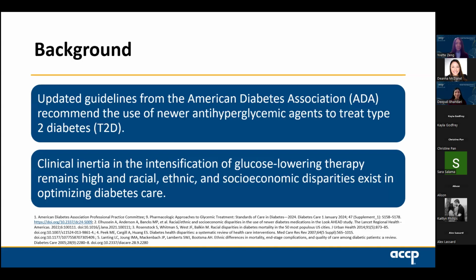So to provide some background, in recent years, there have been updated guidelines from the American Diabetes Association, or the ADA, that recommend the use of newer anti-hyperglycemic or glucose-lowering agents to treat type 2 diabetes. Not only are there a variety of new agents, but also the way that we treat diabetes has changed with time, going from metformin being first line to now doing more comorbidity-based treatment algorithm. We also note that clinical inertia and the intensification of glucose-lowering therapy continues to remain high, and racial, ethnic, and socioeconomic disparities do exist when it comes to optimizing diabetes care.